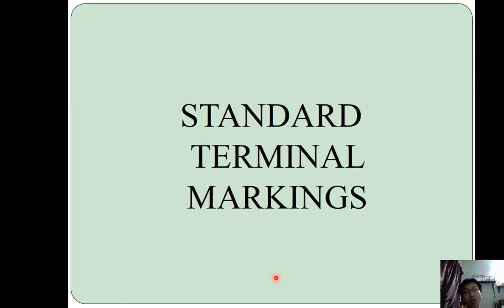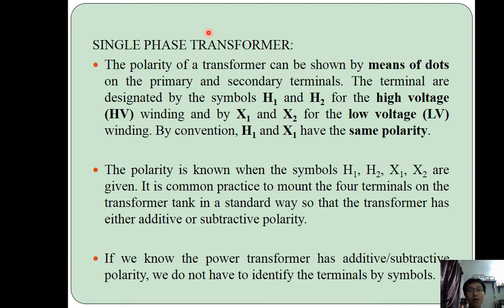Okay. So next we'll talk about the standard terminal markings. For a single-phase transformer, the polarity can be shown by means of the dots. Remember the importance of the conventional dots in chapter 4 that we mentioned before. On the primary and secondary, the terminals are designated by the symbols H1 and H2. H1, H2 are high voltage. X1, X2 are the low voltage. By convention, H1 and X1 have the same polarity. Polarity means the dot side. The polarity is known when the symbols H1, H2, X1, X2 are given.